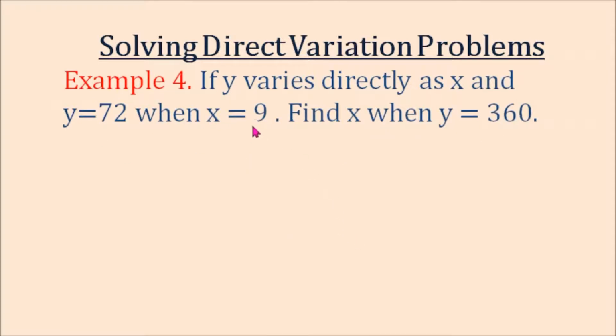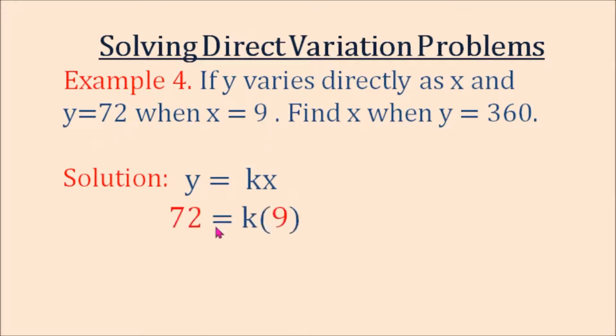Example number 4. If y varies directly as x and y equals 72 when x equals 9, find x when y equals 360. So first we're going to write the equation y equals k times x. Then we are going to substitute. y here is 72 and x is 9, so that's 72 equals k times 9. To find k, we divide both sides by 9, and that's 72 divided by 9, so our k is 8. Now we are going to use our original equation.